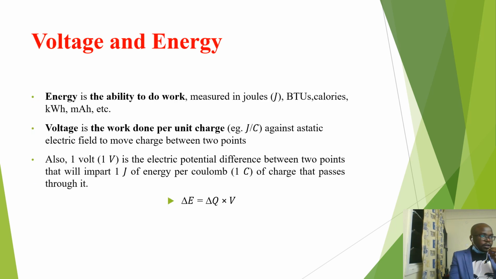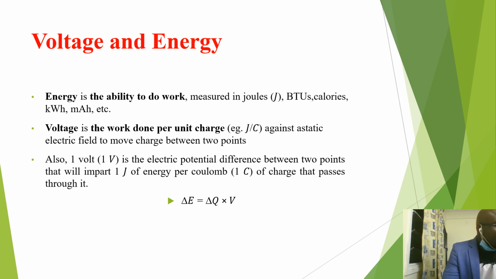I'll go straight to the first concept, that's voltage and energy. In this case, I'll just give definitions and units and symbols for the units of the two concepts. The first concept that I'll define is called energy. What's energy? Energy is the ability to do work. Energy is measured in joules, and the symbol for joules is capital J. Other units for measuring energy include calories, kilowatts, milliwatts, among others.